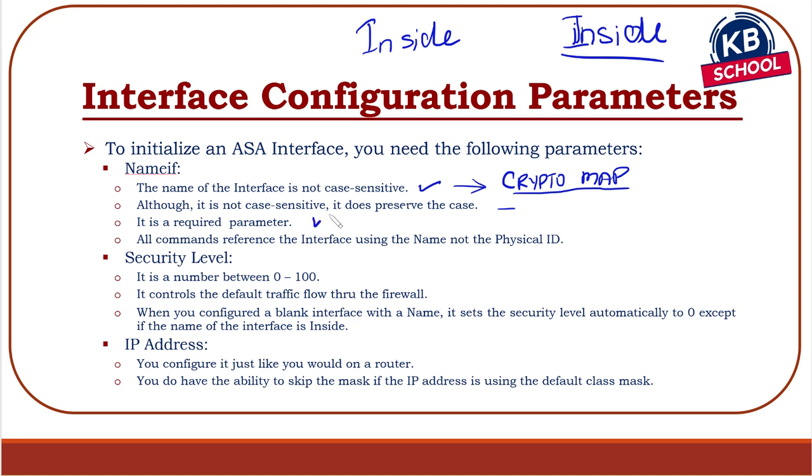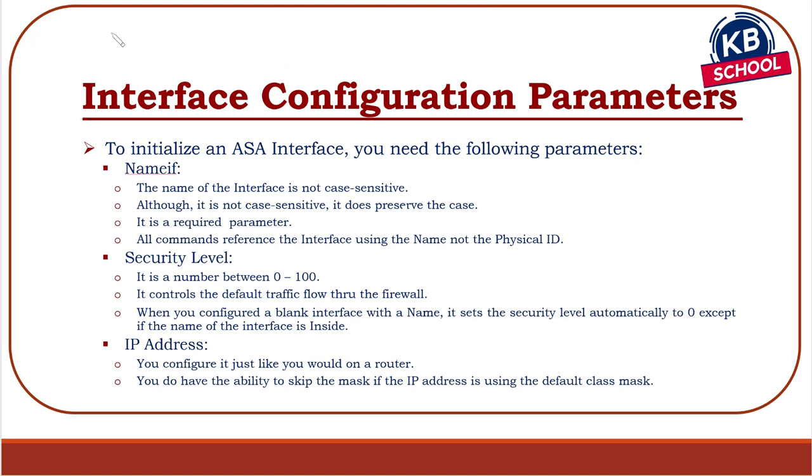It is a required parameter, and from this point on, in all the commands, let's say I want to do a route command, I would use the route command along with the exit interface. So I would have to say inside or outside or whatever name I gave to the interface. I need to tell it which is the exit interface, and the exit interface is not going to be the G0/0 interface. It's going to be the name of the interface that you assigned over here. It's not going to reference the physical ID. I'm going to reference the inside interface.